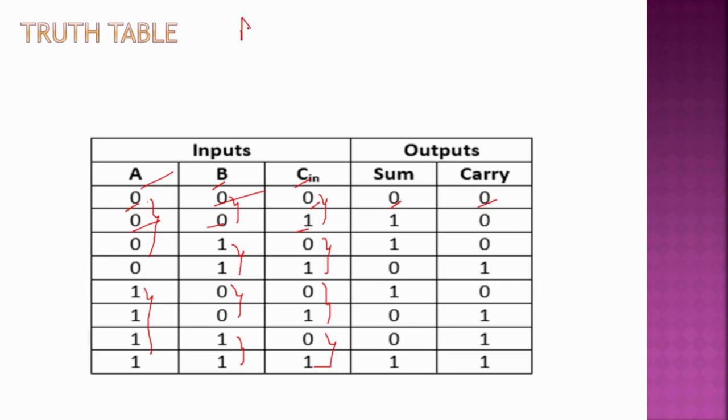First of all, you need to add A plus B. Afterwards, you need to add C with the A plus B value. For example, I will take this value. 1 plus 1 is 10. Afterwards, you need to add the C value, which is 0. So 0 plus 0 is 0, and 1. This will be sum. This is sum, and this will be carry.